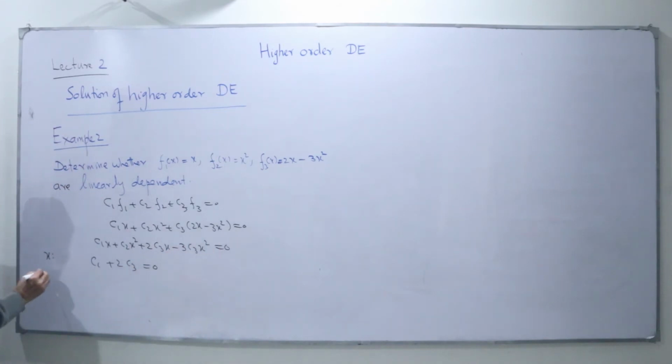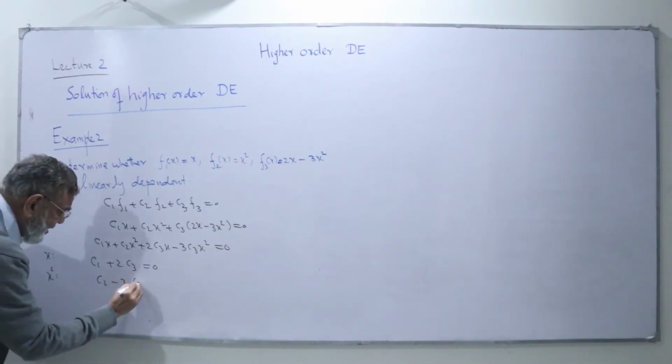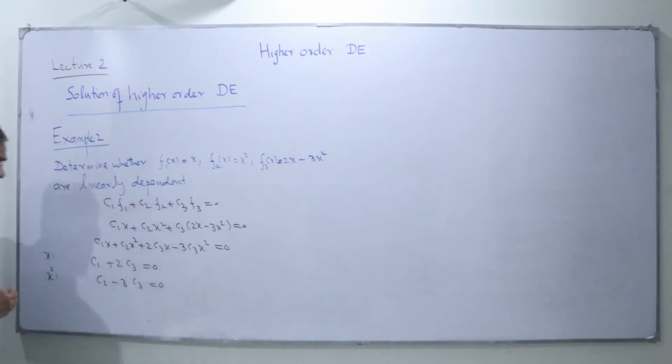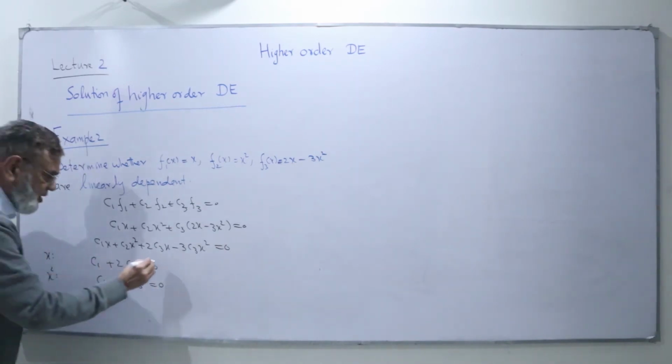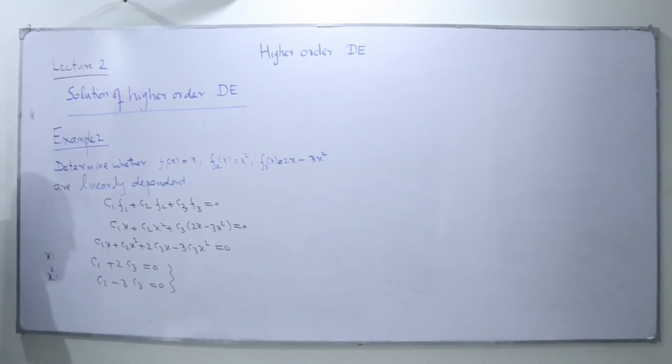This is my equation 1. Then I take the coefficient of x squared. That is c2 minus 3c3 is equal to 0. This is my second equation. Now we solve these two equations and try to find the values of c1, c2, c3. There are two equations and three unknowns, so there will be many solutions.